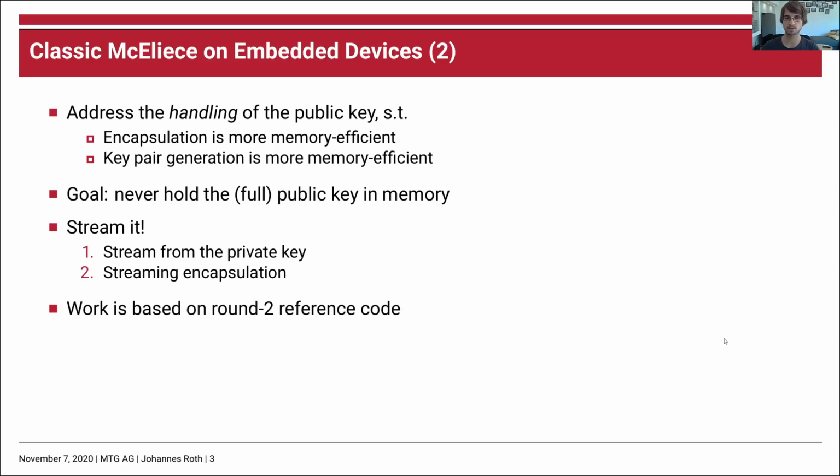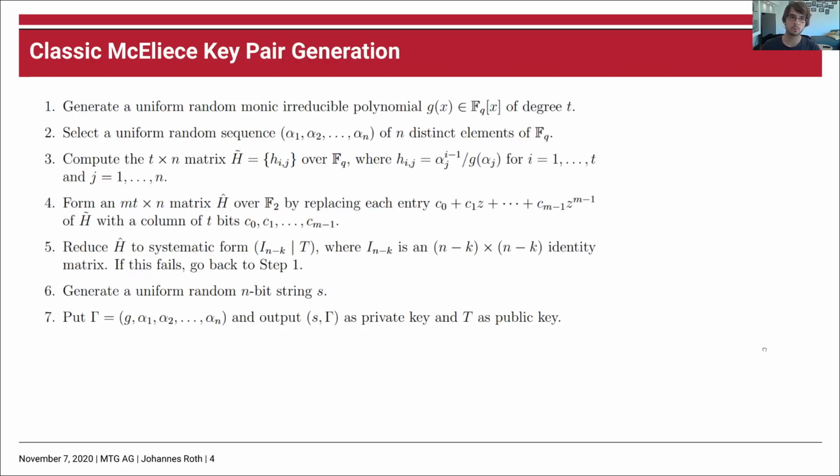Our work is based on the round 2 reference code. That means performance is not optimized. Before we get into the details of the paper, let me first quickly summarize the Classic McEliece key pair generation and also what the public and private key are.